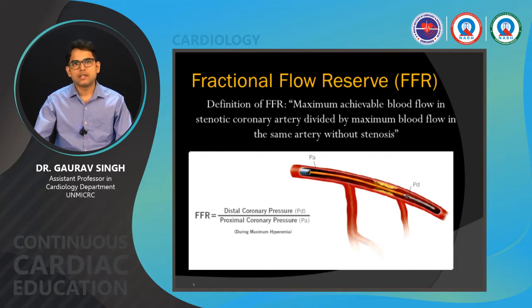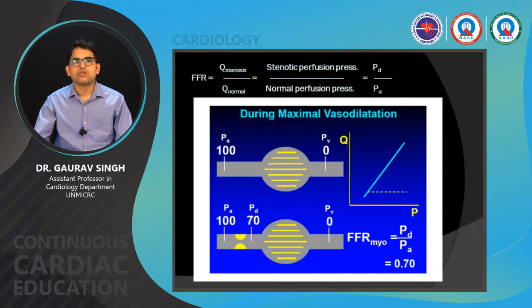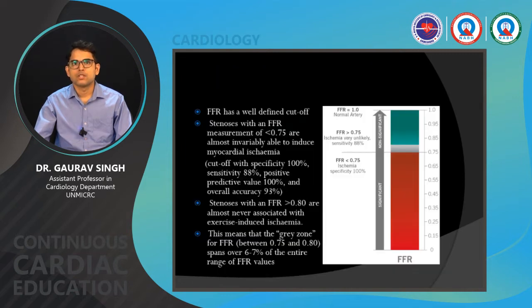Mathematically, FFR derives from distal coronary pressure measurement divided by proximal coronary pressure measurement during maximal hyperemia. So FFR is the pressure distal to the stenosis divided by the pressure proximal to the stenosis during a stage of maximal hyperemia. That is, FFR equals Pd by Pa. You can see how FFR is measured. FFR is basically stenotic perfusion pressure divided by normal perfusion pressure, that is Pd by Pa.